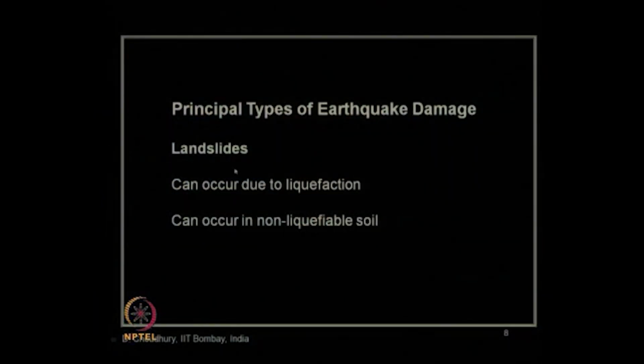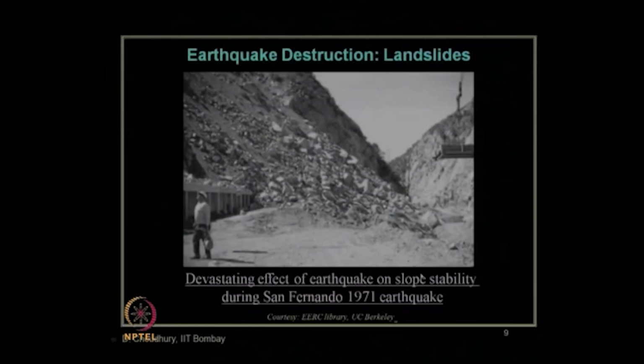So, all these landslide problems or slope stability problems we will discuss later on in this course, when we discuss further the design of slopes and stability aspects under the earthquake condition. So, through this picture we had shown the devastating effect of earthquake on slope stability after the San Fernando earthquake of 1971. This is the landslide that occurred after the earthquake.